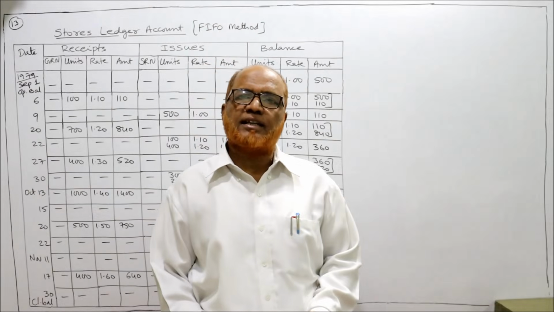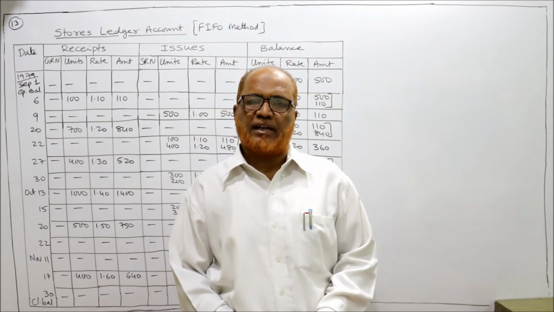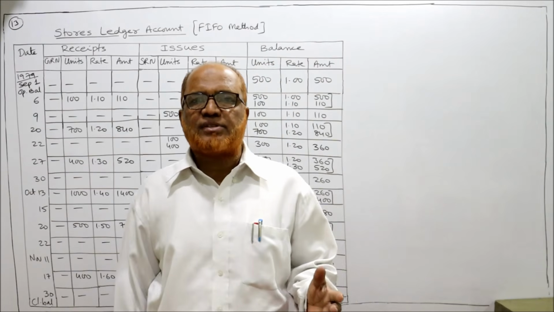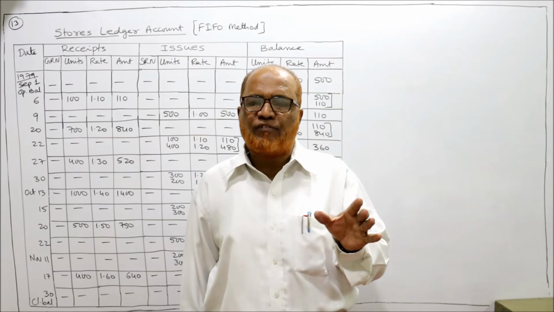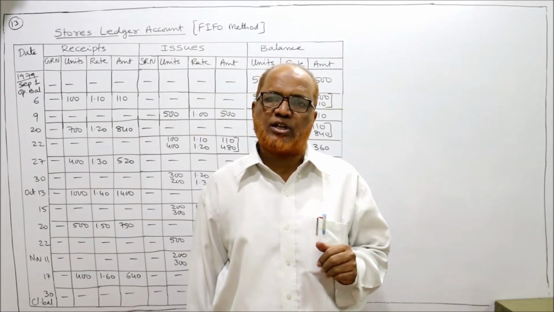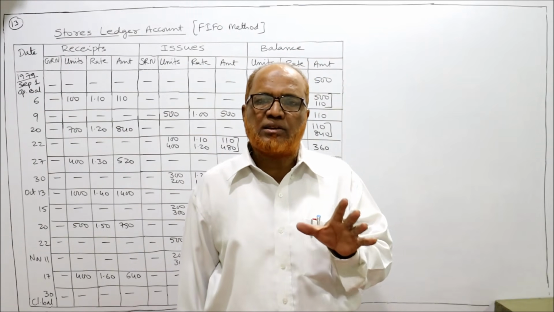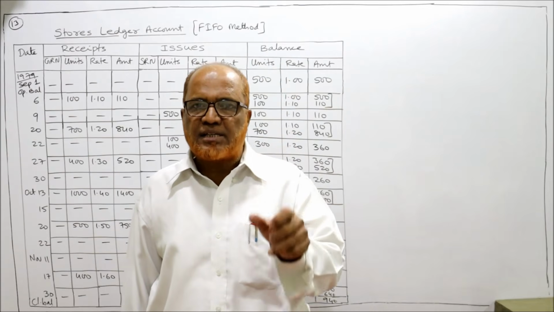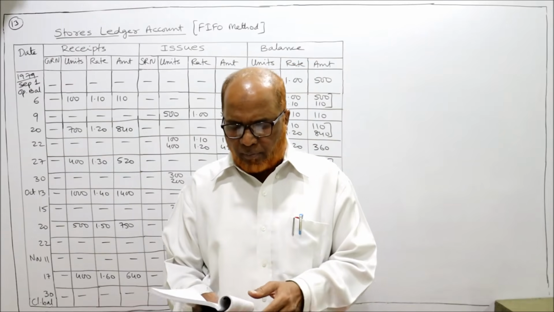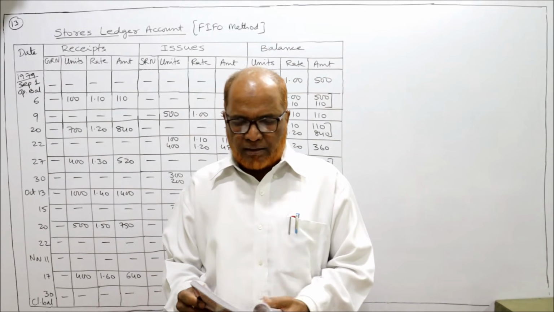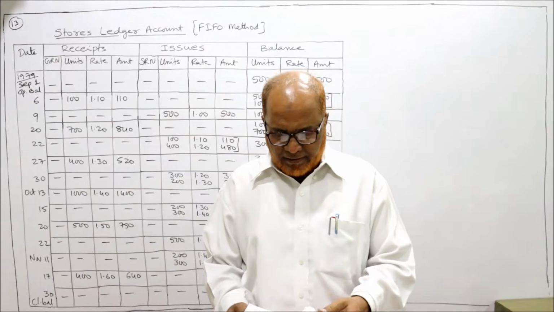Hello students, now we'll start the next problem on pricing of material issues. In the previous problem we have seen the store's ledger account by following the FIFO method, LIFO method and weighted average method. The format for all the three methods is the same: first date column, then receipts, issues, balance. The same type of problem we have in the next problem, that is problem number 13.